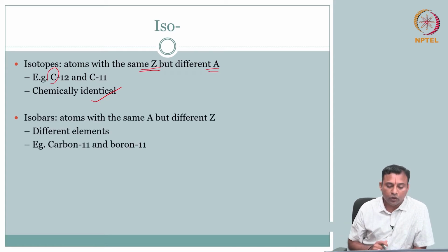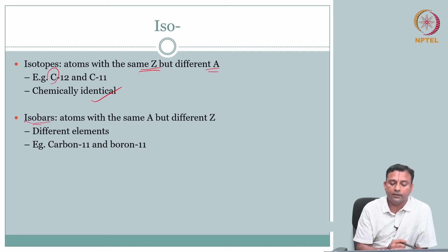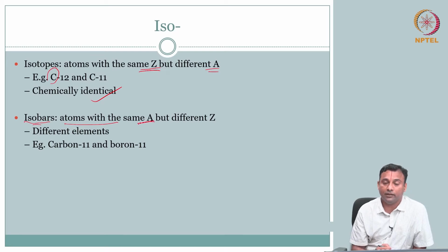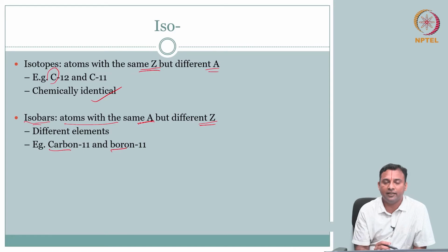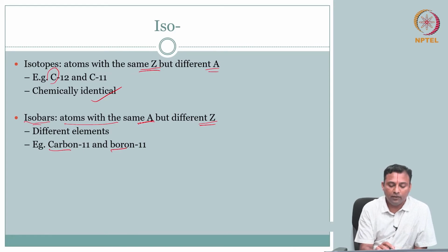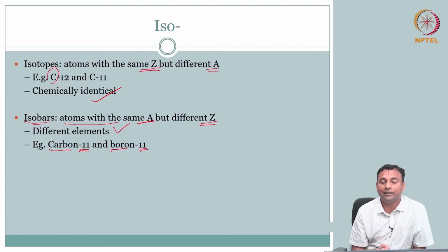But you could also have what are called isobars. Oh, here is the thing, right. So atoms with the same mass number but different atomic number, right? So if it's a different atomic number, we also said this, right, redundant information. So now boron, carbon, we also named it. So carbon, boron, these are different elements, but they have the same mass number. So these are called isobars.